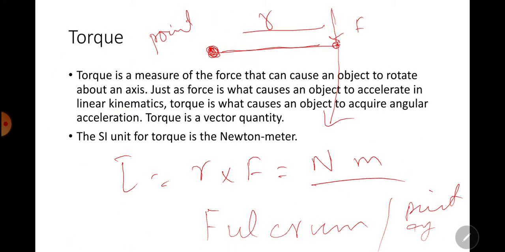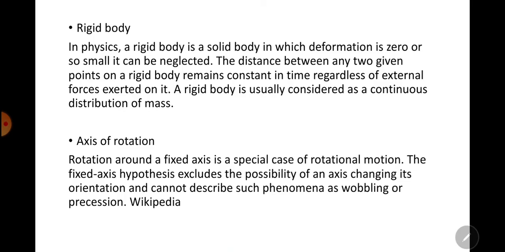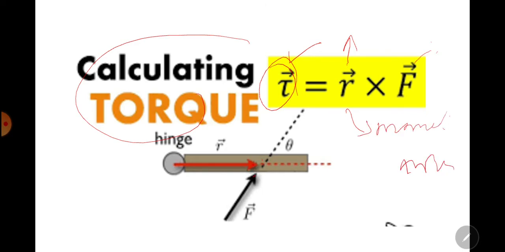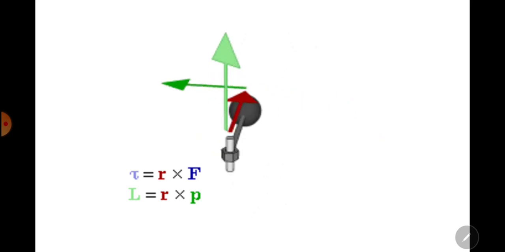Now, calculating torque. This is the symbolic representation of torque. This is the moment arm. This is the force. This is the point of action of force. This is the point of rotation. This distance is called the moment arm.